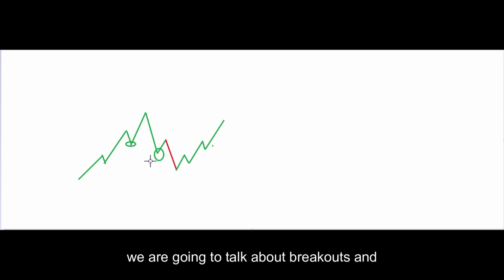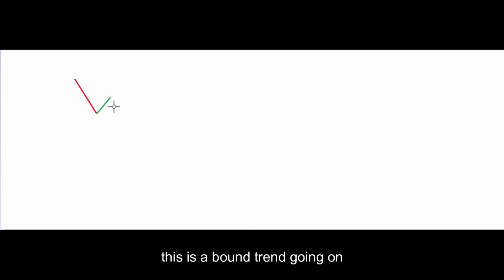We are going to talk about breakouts and such in later videos. Let me show the same thing in a downtrend. For example, this is a downtrend going on, right? This is a downtrend going on.